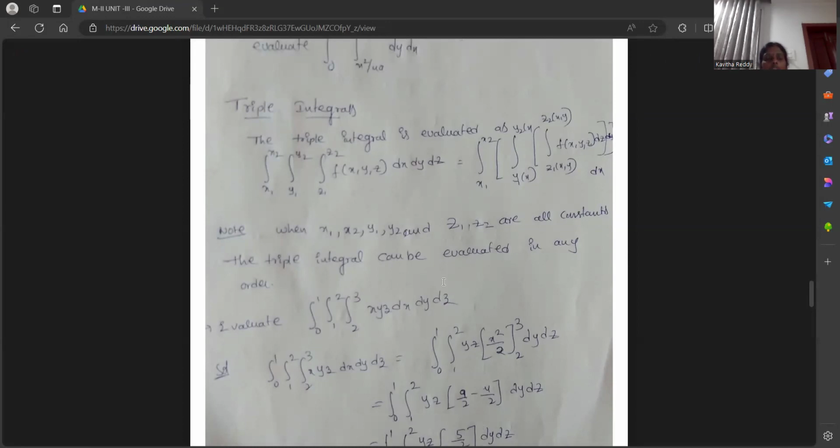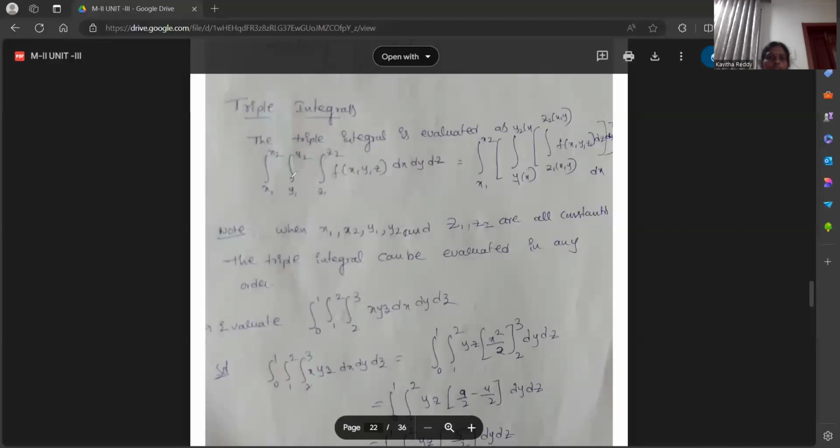Today I'm discussing triple integrals. The triple integral is evaluated as the integral of x1 to x2, the integral of y1 to y2, the integral of z1 to z2, f of x comma y comma z dx dy dz. Here y1 and y2 are in terms of x, and z is in terms of x and y. The function is f of x, y, z. Then you are integrating a triple integral, dz dy dx.